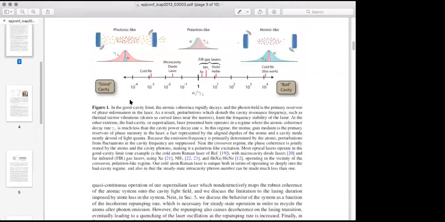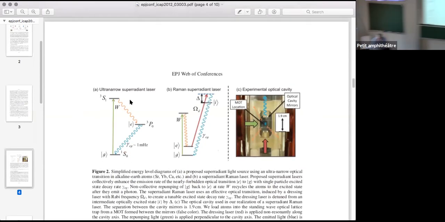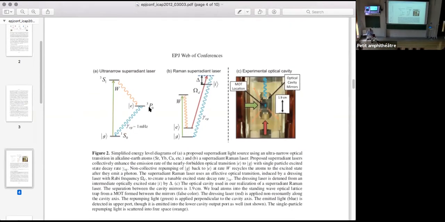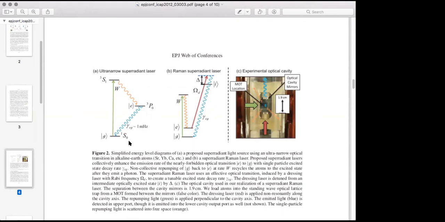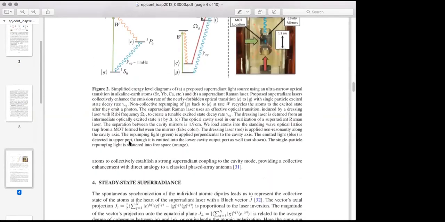Right. So this is a nice paper. And here are the levels that you asked about. On the left, that's this optical clock idea, singlet, triplet, and on the right you can see this Raman type situation, V type. I don't know the details of this here, so I cannot comment anymore. I would have to read about it. Okay, thank you.